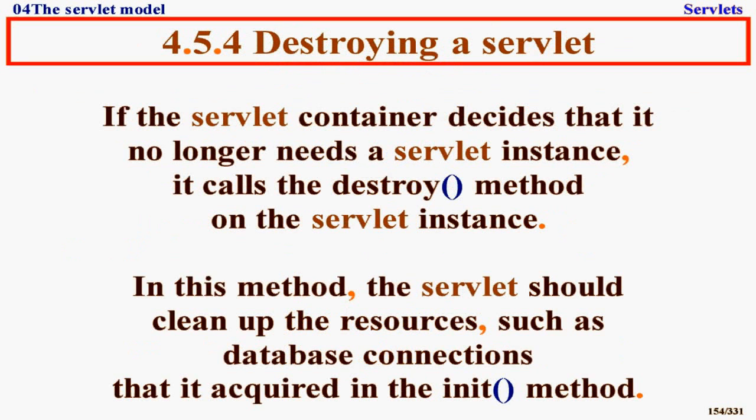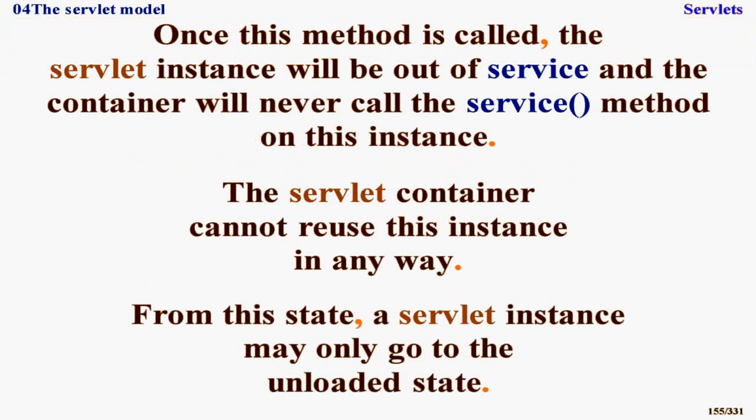4.5.4. Destroying a servlet. If the servlet container decides that it no longer needs a servlet instance, it calls the destroy method on the servlet instance. In this method, the servlet should clean up the resources, such as database connections, that it acquired in the init method. Once this method is called, the servlet instance will be out of service and the container will never call the service method on this instance. The servlet container cannot reuse this instance in any way. From this state, a servlet instance may only go to the unloaded state.